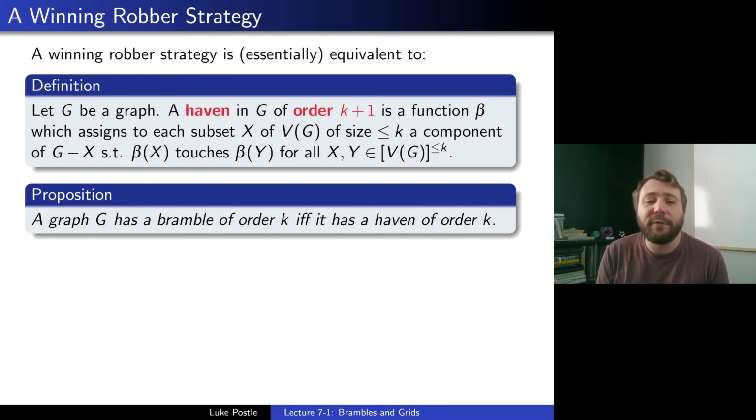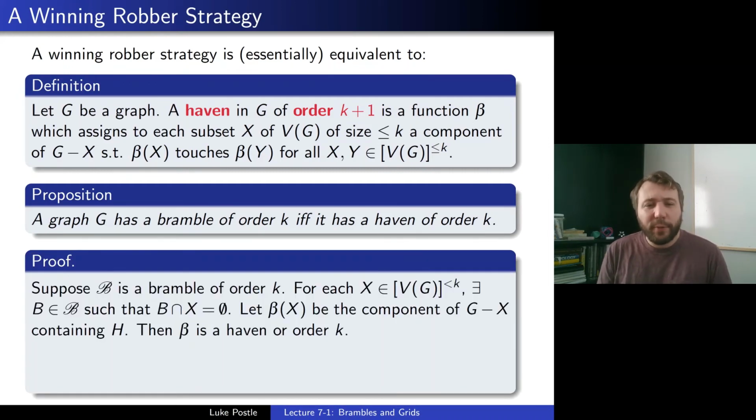So a graph G has a bramble of order k if and only if it has a haven of order k. Proof: let's go through this, or you could pause and think through it yourself. If you have a bramble of order k, let's do the first direction. For each small x, how should we pick our haven? Well, it's that same trick. Since x won't cover the bramble, because it has order k, there has to be some set in the bramble that's disjoint from x.